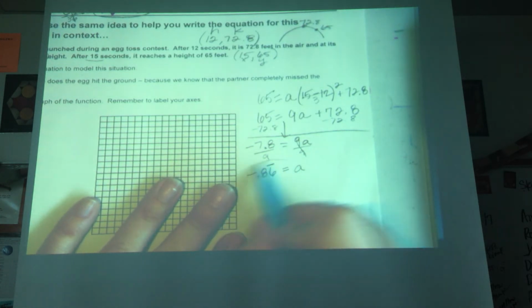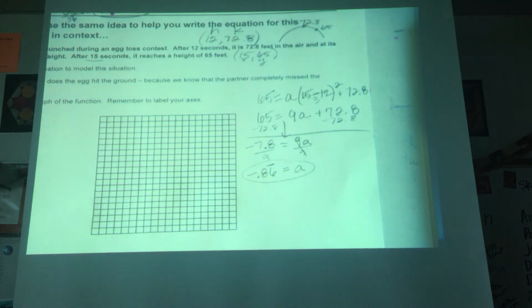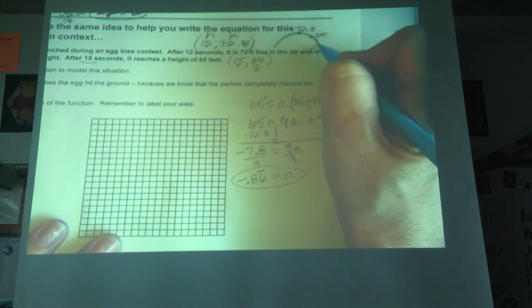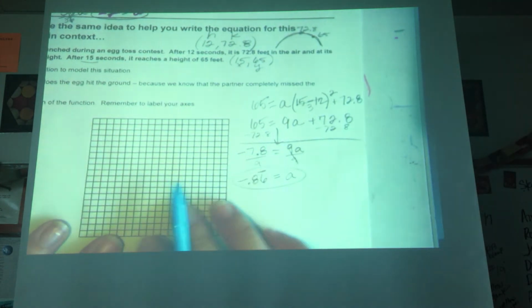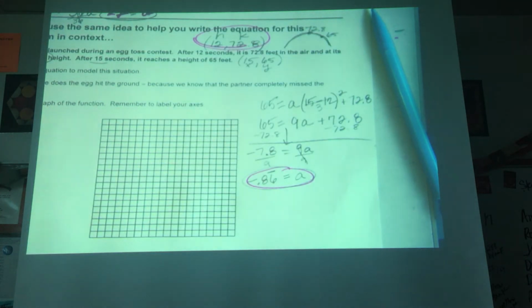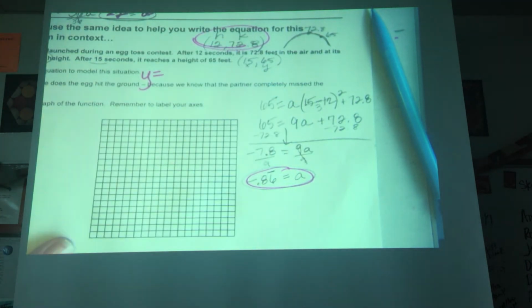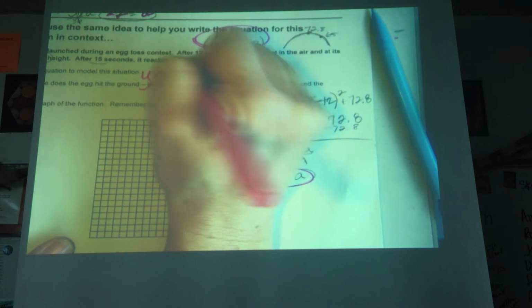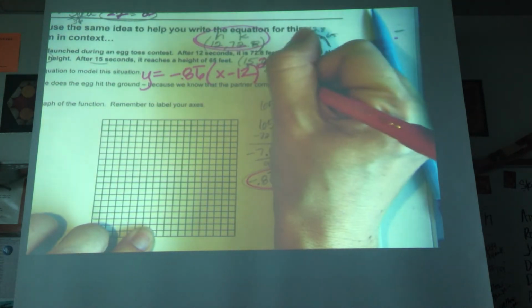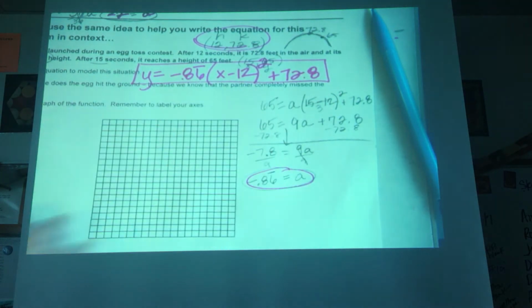It's an interesting A, but there's no reason why we can't have a decimal for an A value. The other thing to notice about the A is that I am coming up with a value that makes sense for the path of an egg, because it's a parabola that opens downwards. So my equation now, back to the way I finished in the previous problem, is y equals, put my A in, (x minus h) squared plus k. So there's my equation to model the path of this egg.